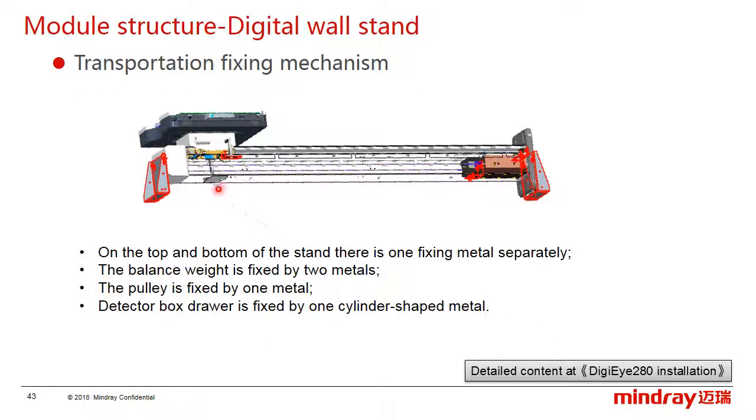which limit the movement for safety reasons. During the transportation, the wall stand should be fixed by some metal fixing mechanisms. First, on the top and bottom of the wall stand, there are two fixing metals separately, and the balancer is fixed by two metals. The pulley is also fixed by one metal here, and behind the detector box, there is also one cylinder-shaped piece.